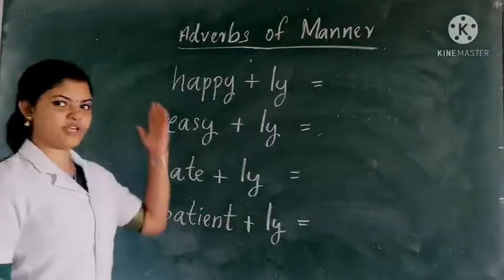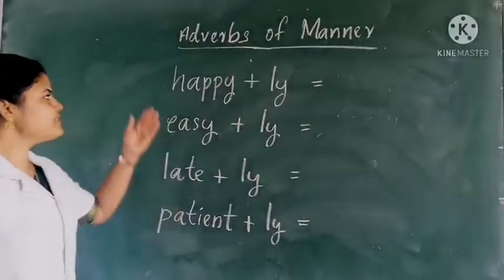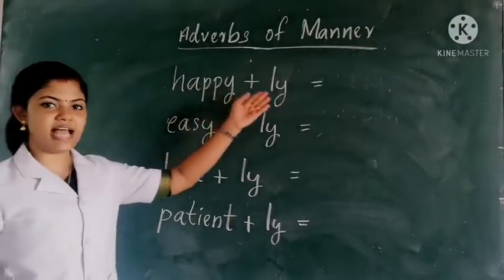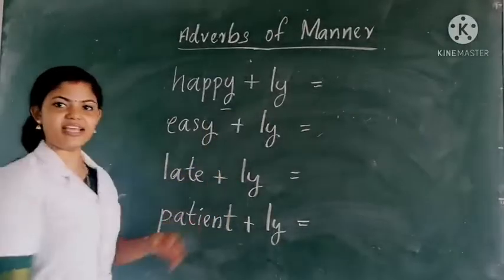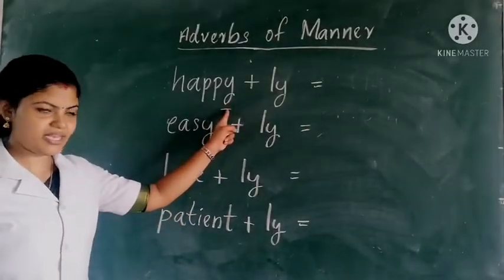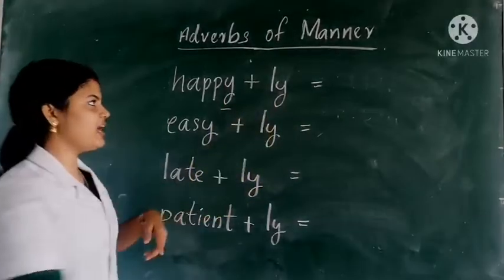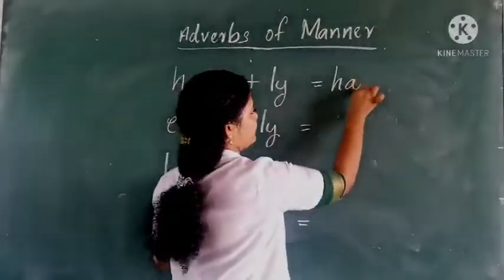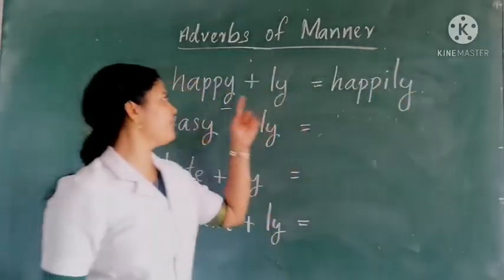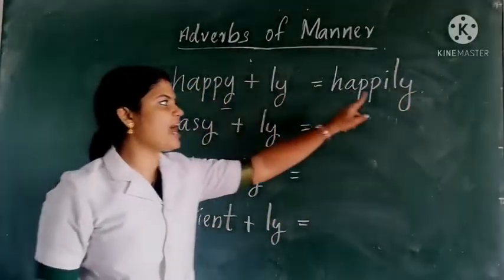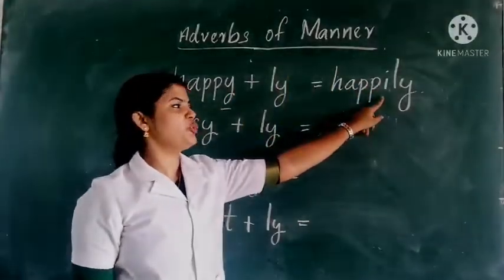Okay, here you can see some words. We have to make the adverbs of manner. First word is happy plus ly. See, here we can see the ending letter is y. So we have to change this y into i. Then how does it become? Yes, it becomes happily. We should avoid this y and we have to add i, because the ending letter is y.